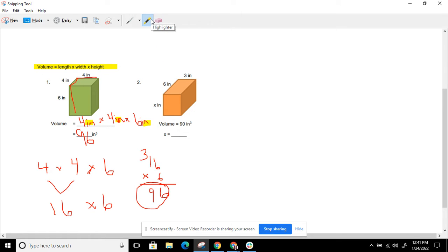Now number 2 is a little bit different because for number 2 we actually have the volume. So I'm going to use my blue pen for number 2. We already have the volume, 90 inches cubed. So I'm going to rewrite the equation. We know volume is equal to the length times the width times the height. And then I'm going to plug in my numbers here. The volume is 90, so I'm going to put that in place of the capital V.